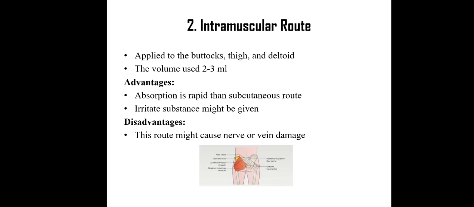Next is the intramuscular route. It is applied to the buttocks, thighs and deltoid, and the volume used is 2 to 3 ml. The intramuscular route might be used on the buttocks, thighs and deltoid muscles to give medicines by injection into the muscles, and we should take the liquid form of medicines, 2 to 3 ml, in the syringe to administer them.